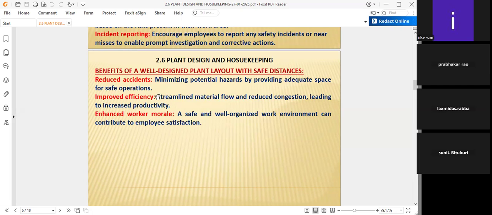Effectivity and efficiency are very important. Efficiency means that if 100% production is designed and 100% is achieved, but with accidents, with one fatality, 10 incidents, and 100 near misses, what is the use? It is not called improved efficiency.